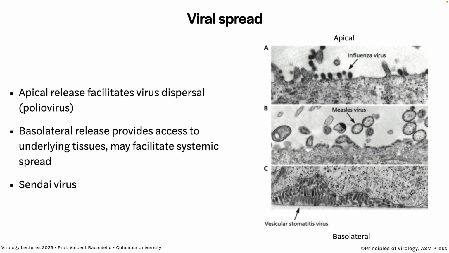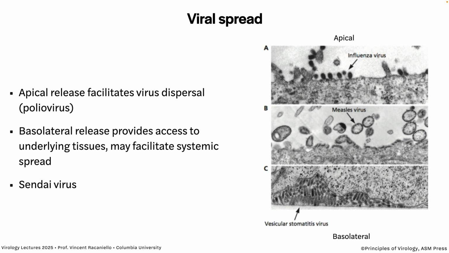Now, viral spread also requires another property, and that is apical release. So these epithelial cells, all the mucosal epithelial cells that we've been talking about, are polarized. They have a top and a bottom. That's not always the case for cells. There's an apical and a basolateral domain. So in order to spread to other hosts, viruses have to be released apically, right? If they're not released apically, they're not going to find another host. So apical release facilitates dispersal to other hosts.